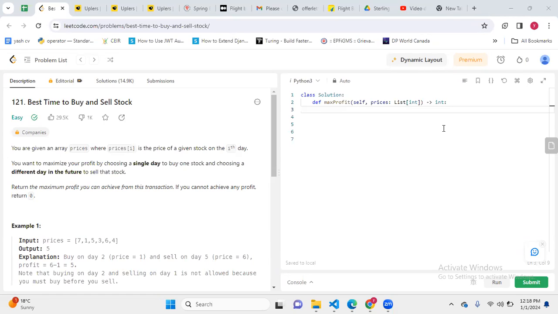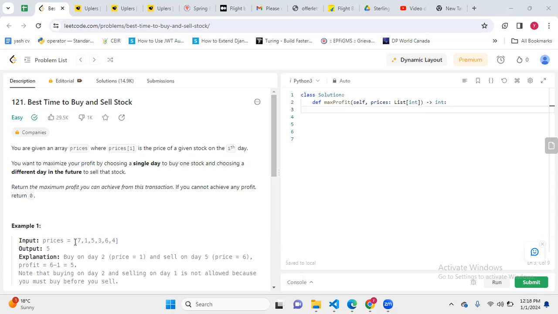So let's read the question. You are given an array prices, where prices[i] is the price of a given stock on the ith day. You want to maximize your profit by choosing a single day to buy one stock and choosing a different day in the future to sell that stock. Return the maximum profit you can achieve from this transaction. If you cannot achieve any profit, return zero. So we need to return the maximum profit.